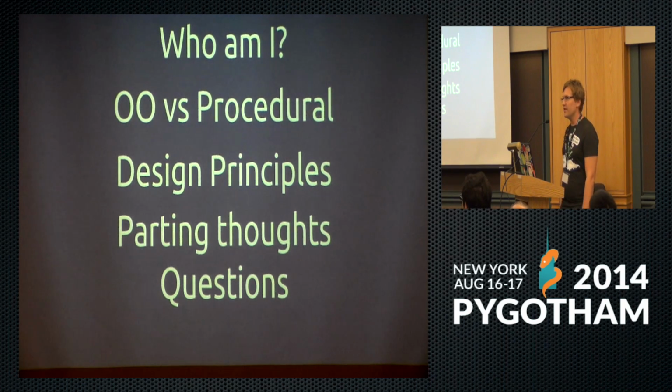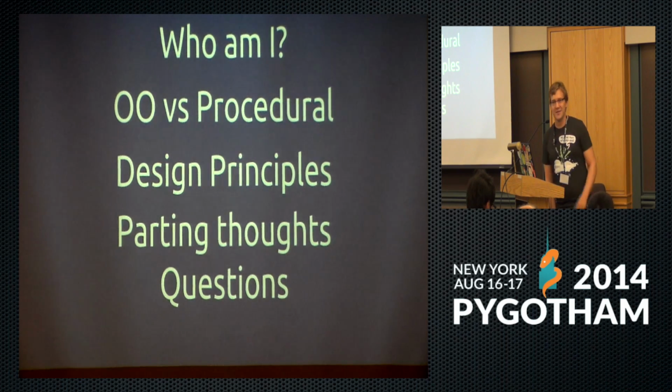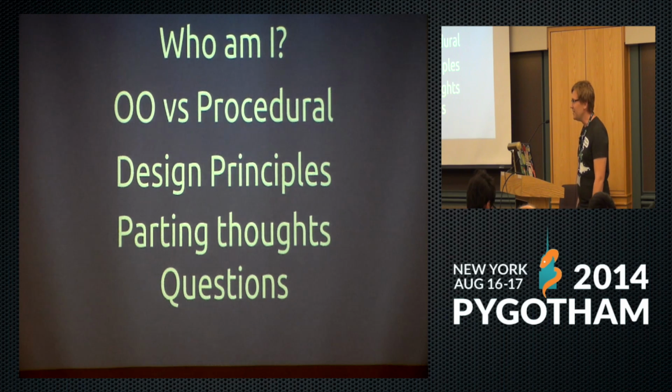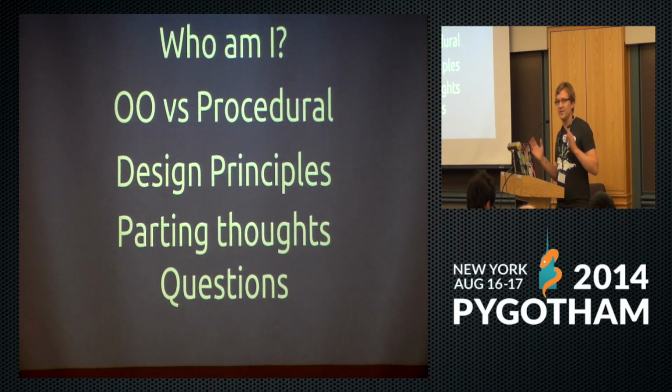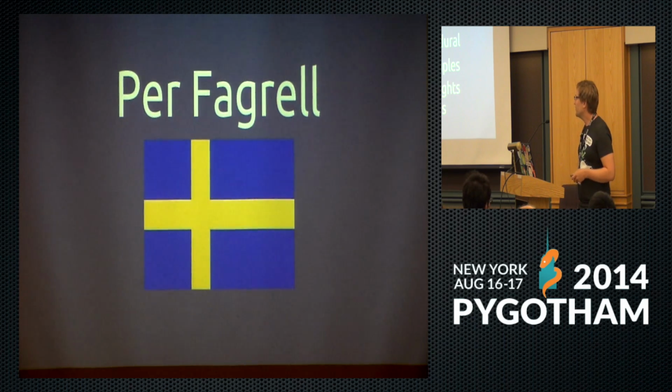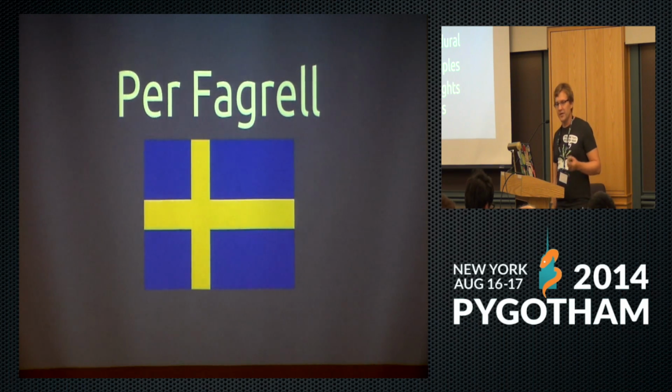So I'm going to start today with just enough about me to make you trust me. Sort of explain the difference between object orientation and regular procedural programming. And then the bulk of the talk is going to be 6 design principles to help you write object-oriented code. Finish with some parting thoughts, and hopefully there'll be time for some questions at the end.